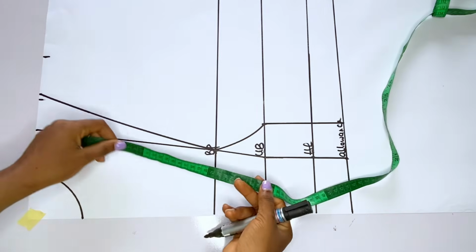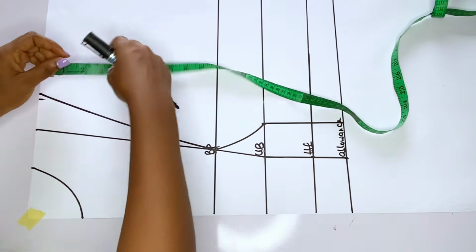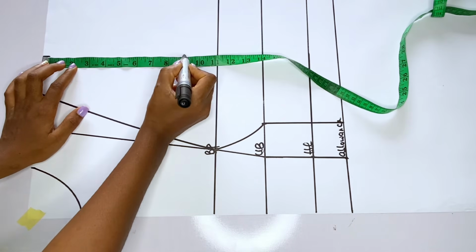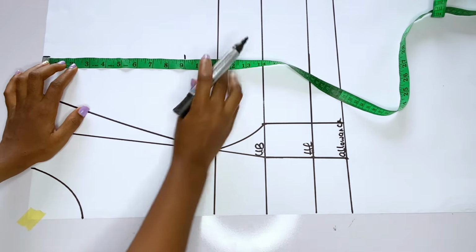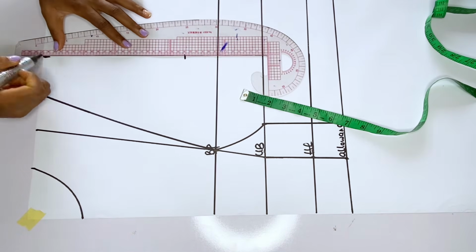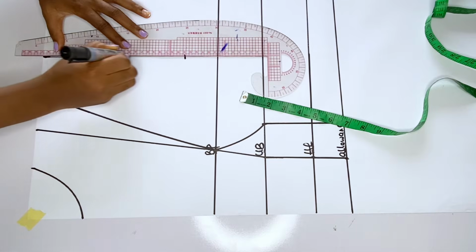From there, you mark your chest line. Our bust point is 11. So 2 inches above the bust point is the chest line. I will mark 9 inches, and 9 inches is our chest line. Then I will connect from the shoulder down to that chest line.